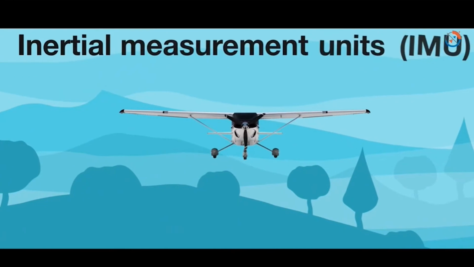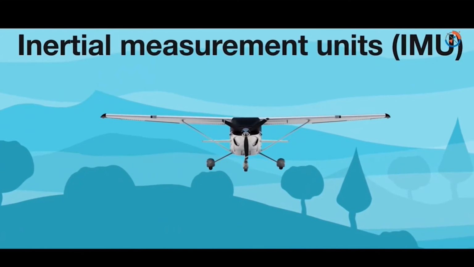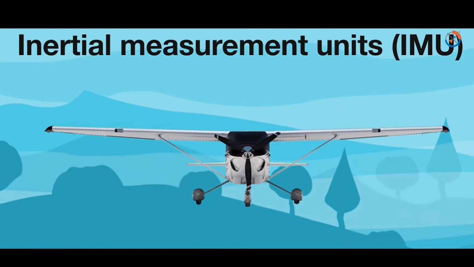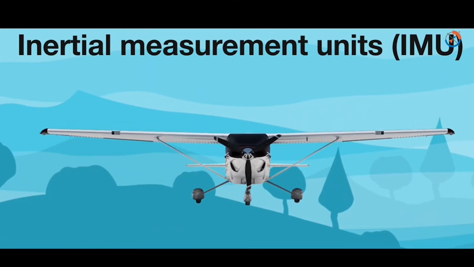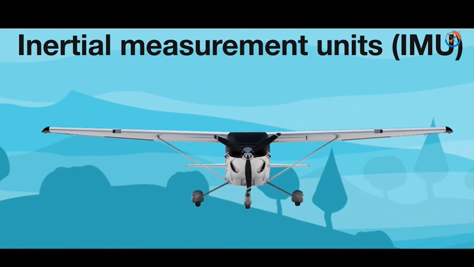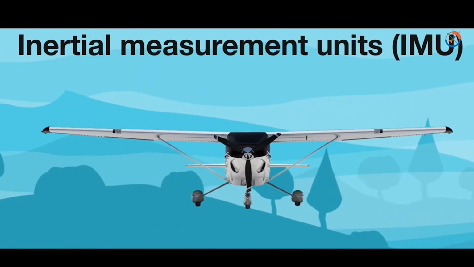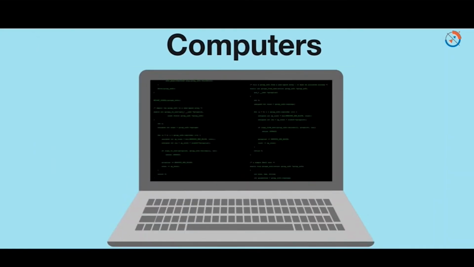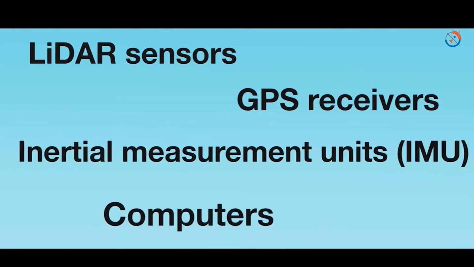Inertial Measurement Units, or IMU, tracks the orientation and speed of the airplane as it flies. Elevation calculation use orientation to accurately determine the actual position of the pulse on the ground. Computers record all of the height information as the LiDAR scans the surface. These four parts of LiDAR system work together to produce highly accurate and usable results.